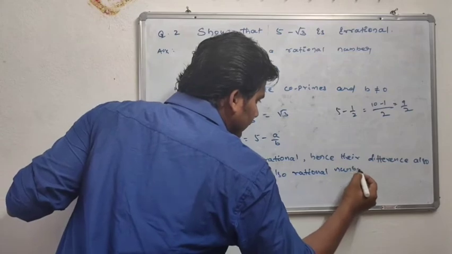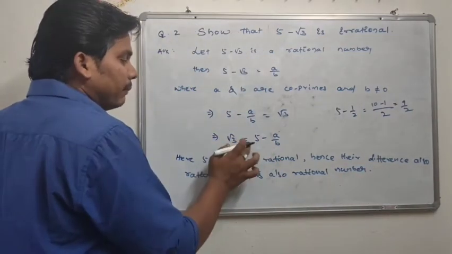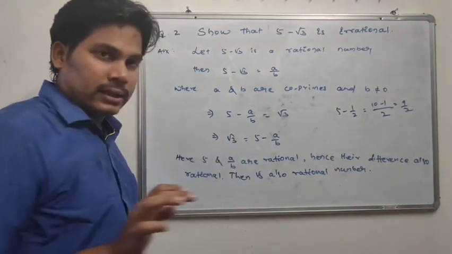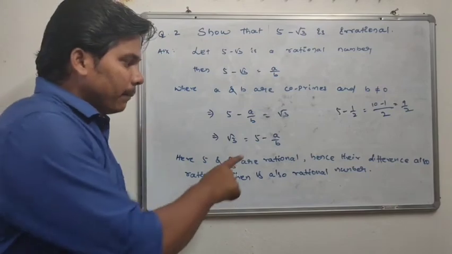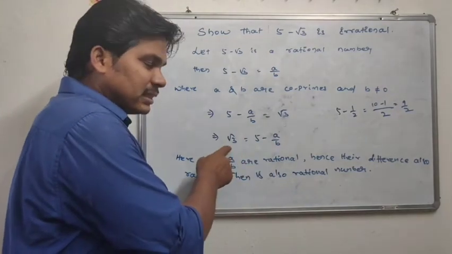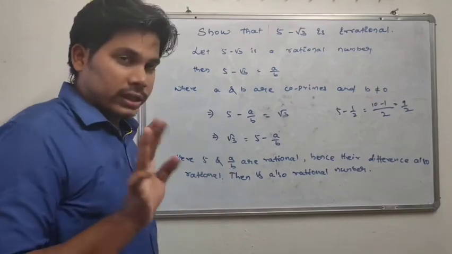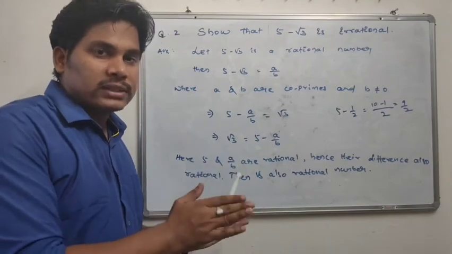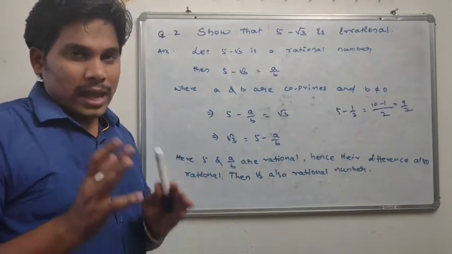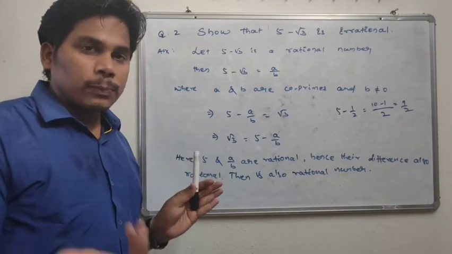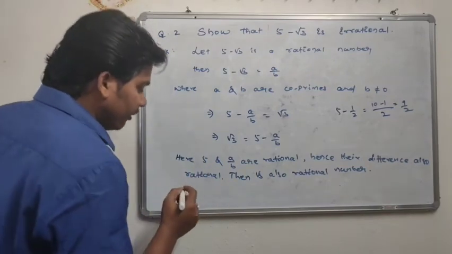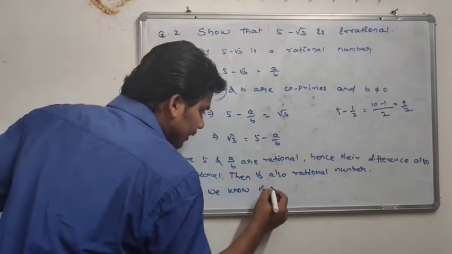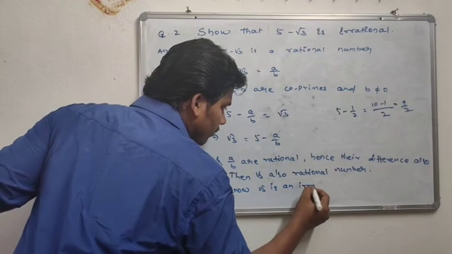Because we know the LHS and RHS have an equal to sign between them. That means the same thing is also present on the left side. That means 5 minus a by b is rational. Then we can simply say root 3 is also rational. But what we know is that root 2, root 3, root 5, root 7, these are all irrational numbers. I already proved it for root 2. You can prove it for root 3 also. But we know root 3 is an irrational number.